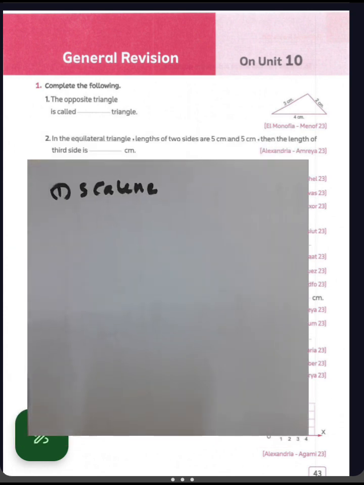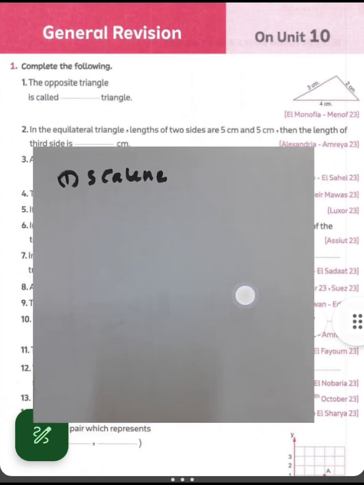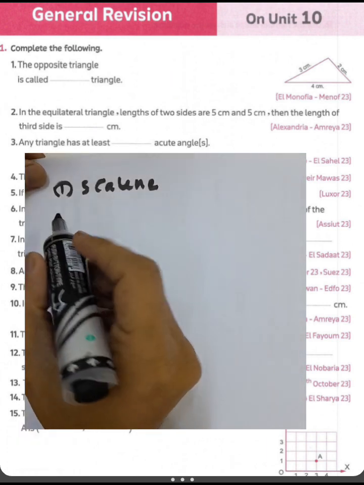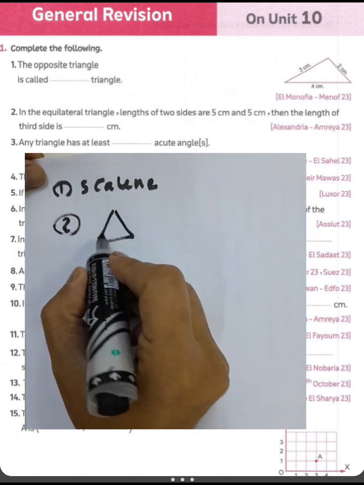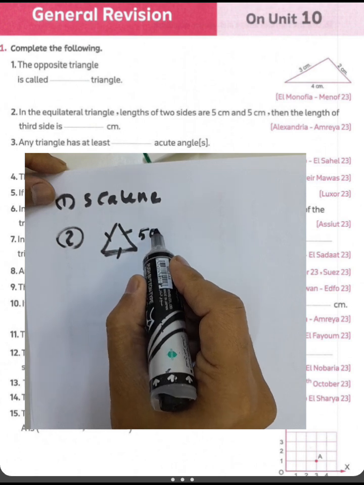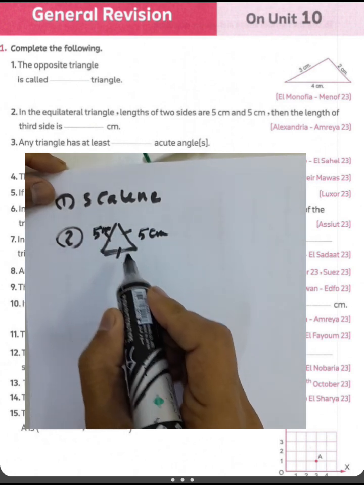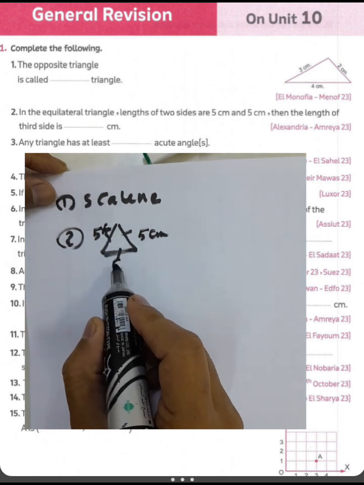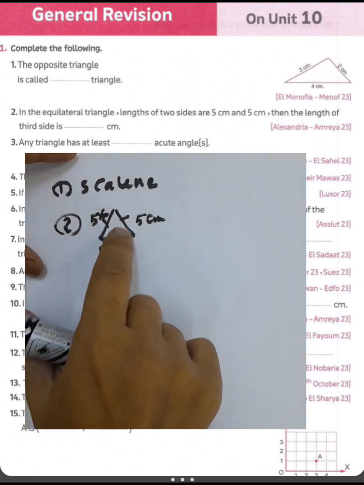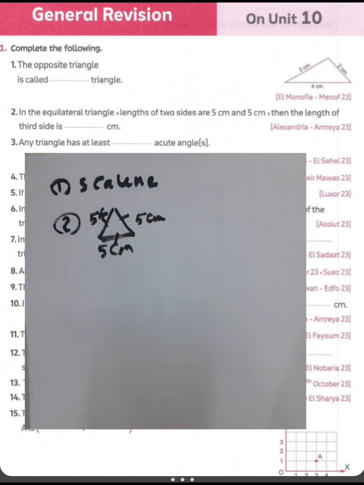Question number 2. In the equilateral triangle, the lengths of two sides are 5 centimeters and 5 centimeters. Then the length of the third side will be 5 centimeters, because we call it an equilateral triangle. What about an equilateral triangle? Its meaning is all sides are equal in length. He gives us the first side 5 centimeters, the second side 5 centimeters, and the third will be 5 centimeters, such that the first, second and third sides are equal.